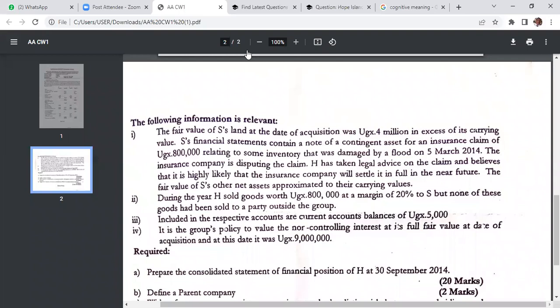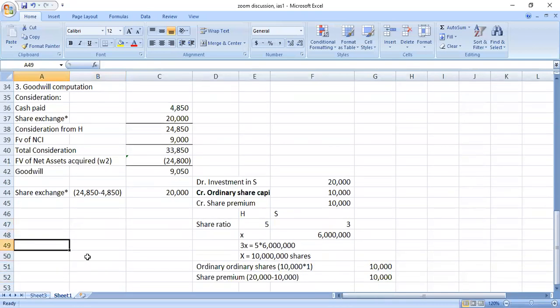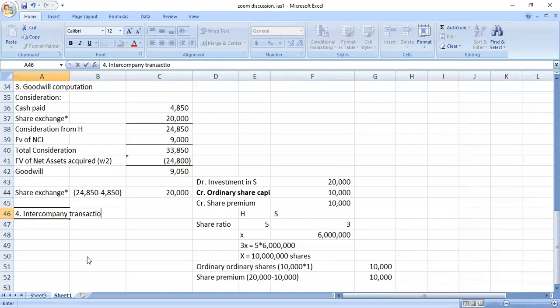Okay, 800 at margin. So working number four, the company transactions. H, the parent, sold to S. So we know that whenever there's a sale by the parent, the NCI or the non-controlling interest is not affected. The one who sells is affected. So the group retained earnings of H are the ones that are affected by the unrealized profit. So what is the unrealized profit?